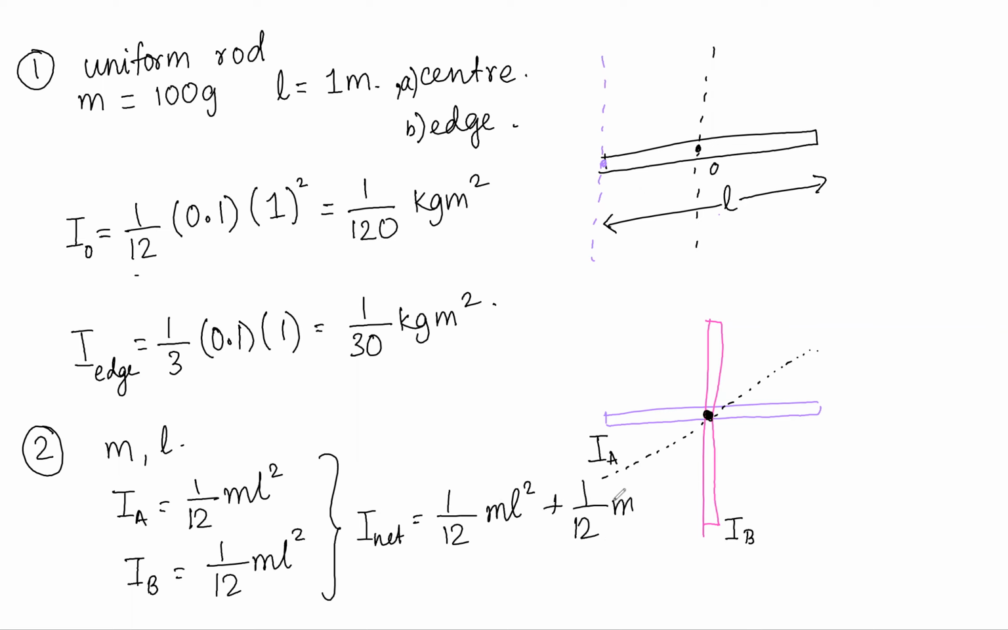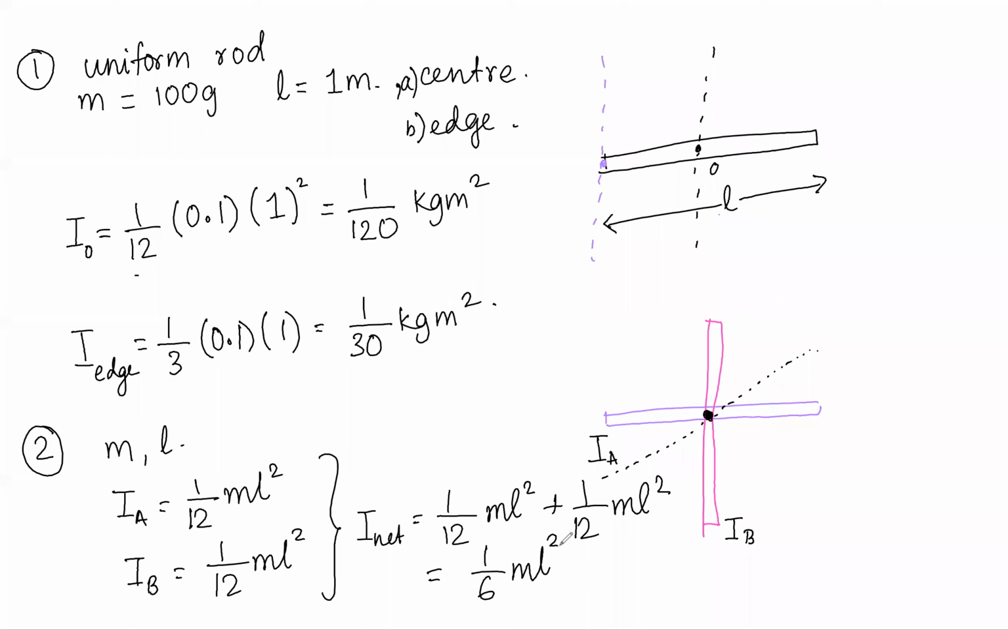So 1/12 ml² plus 1/12 ml². So you will get 1/6 ml². Keep in mind that you can add the moment of inertia of any two objects provided that the axis of rotation is the same. Okay.